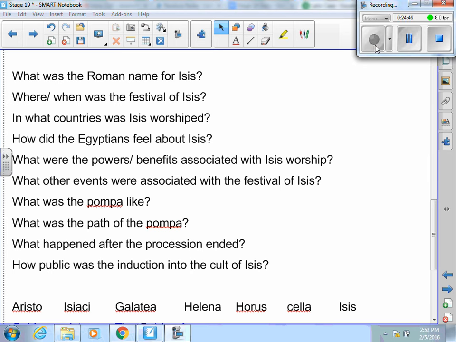How did Egyptians feel about Isis? Very, very important was the goddess Isis. She was, in fact, their oldest and most important goddess.